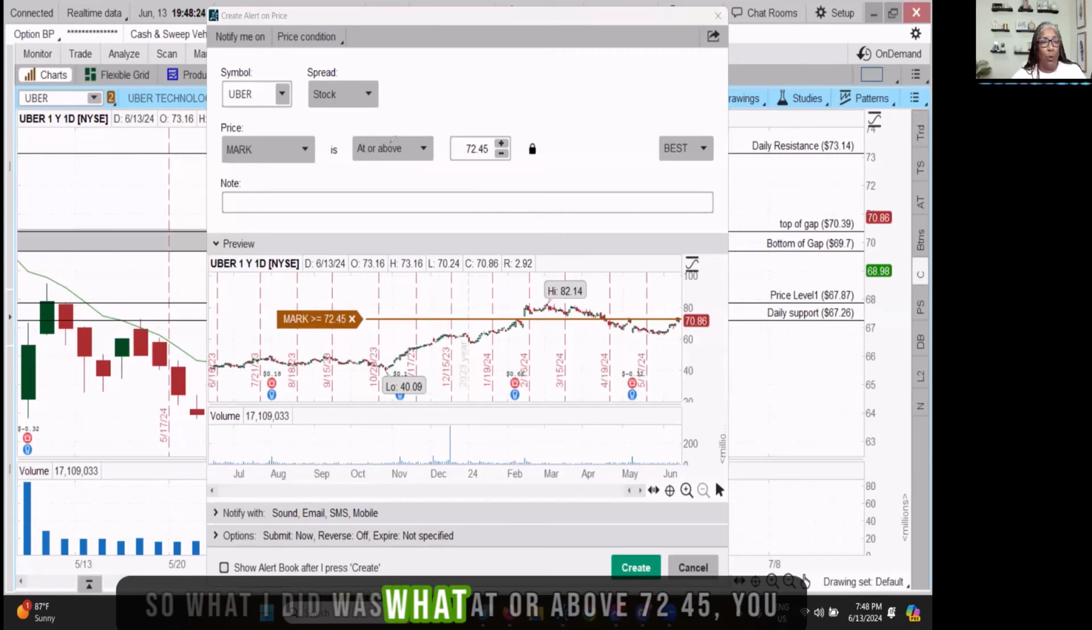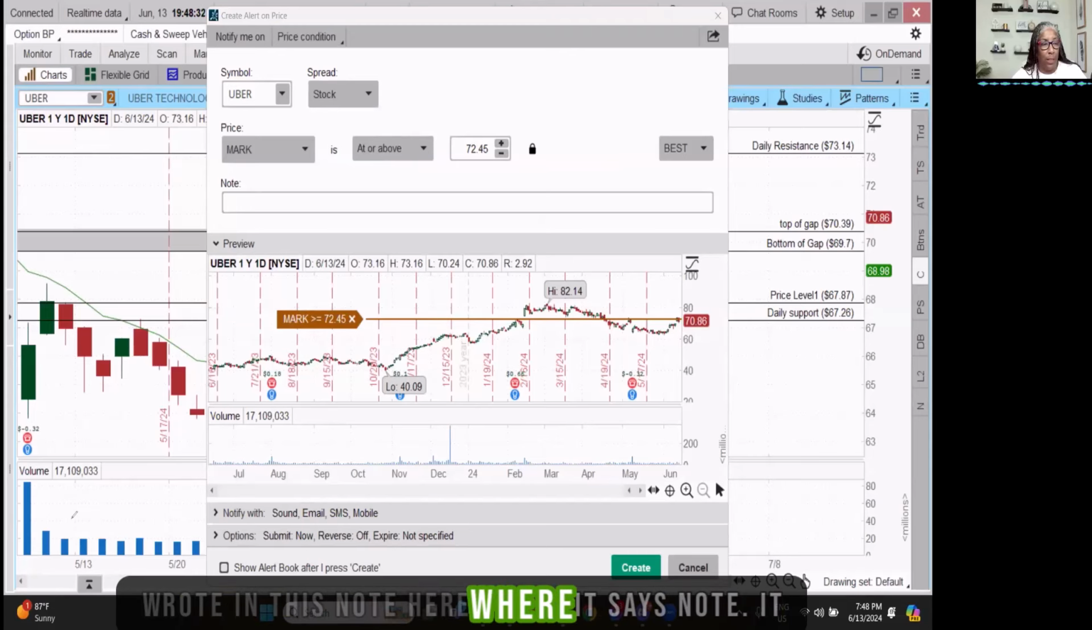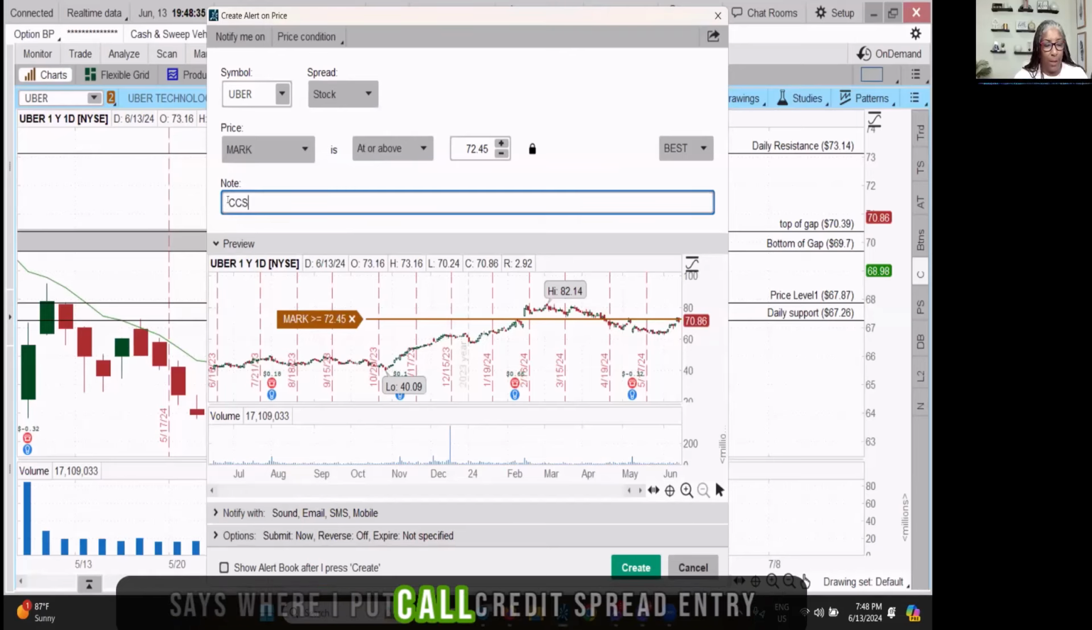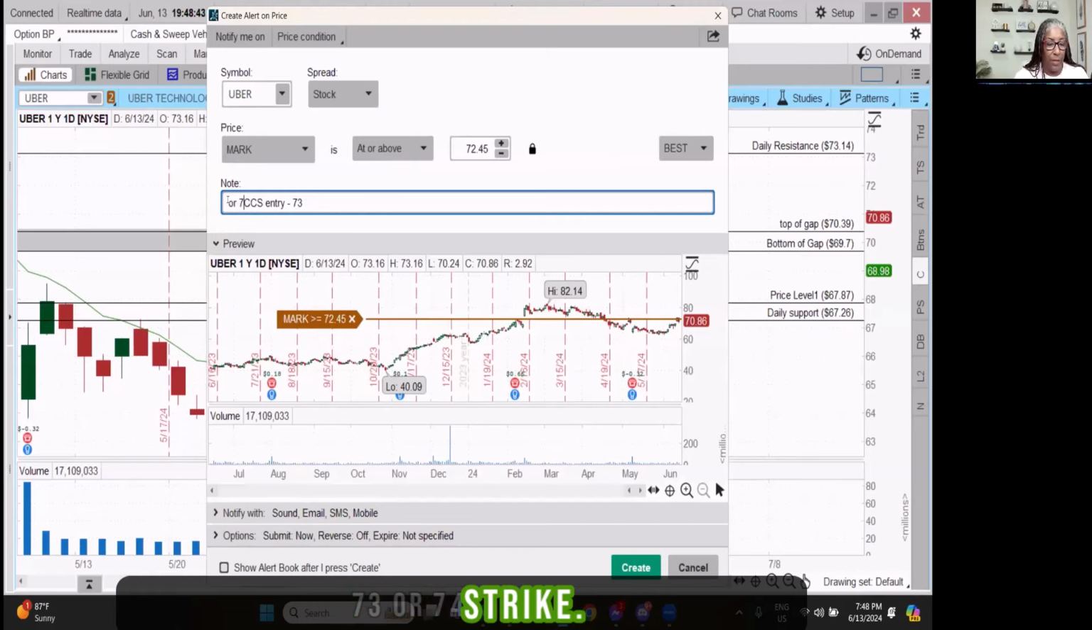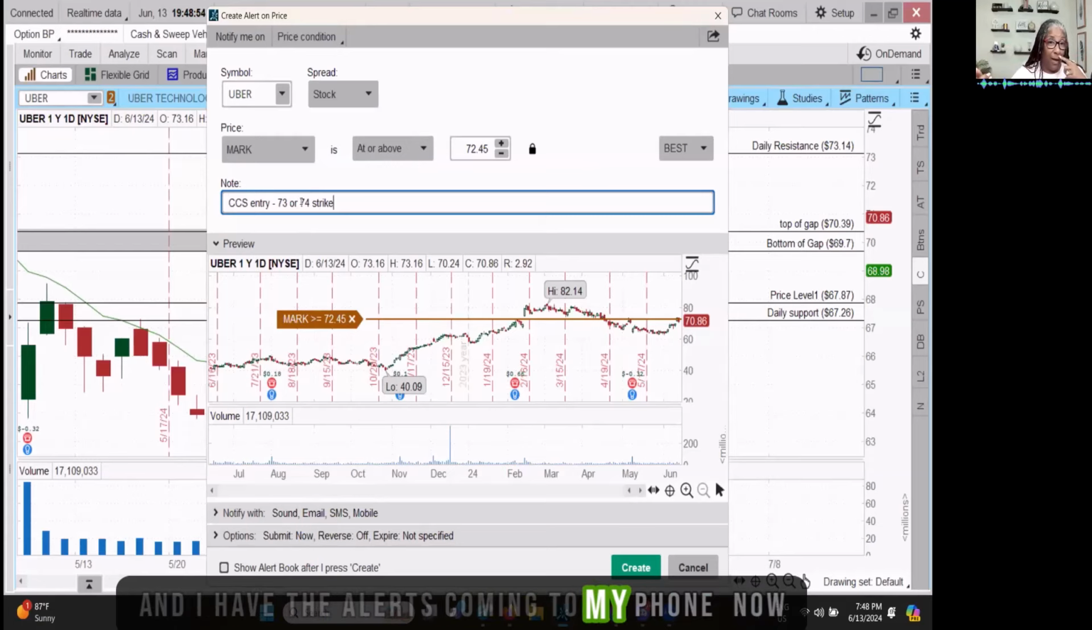So what I did was, at or above 72.45, you can leave it like this, at or above 72.45. Then I wrote in this note here, where it says note, this is where I put call credit spread entry, 73 or 74 strike.